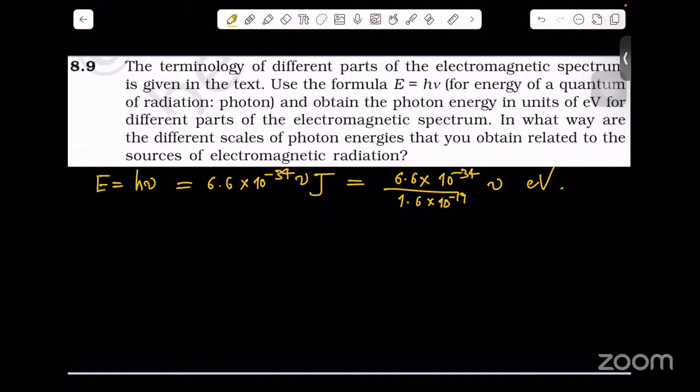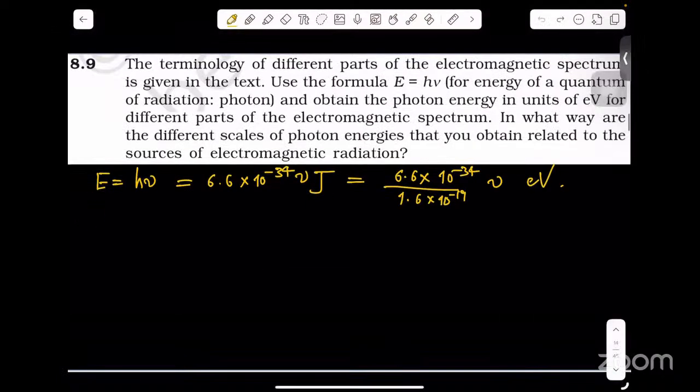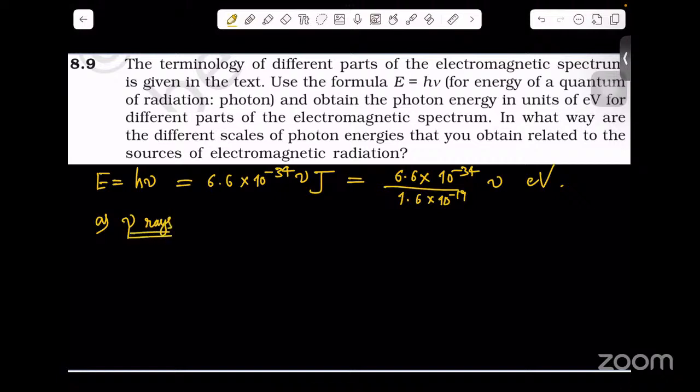Now, we have been given gamma rays. For each part of the spectrum we need to find out, right? So we'll first find for gamma rays. For gamma rays, the wavelength ranges from 10 raised power minus 10 to 10 raised power minus 14 meters.